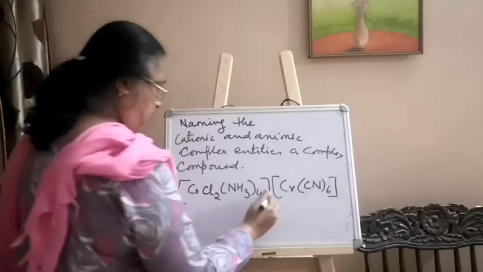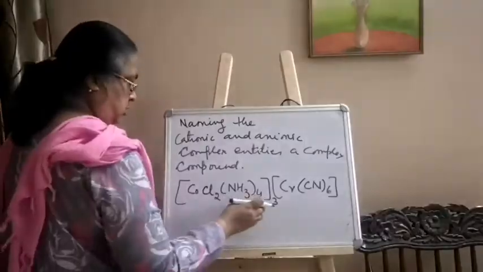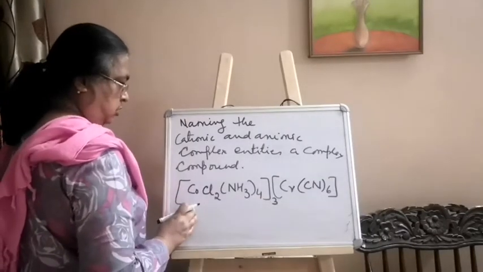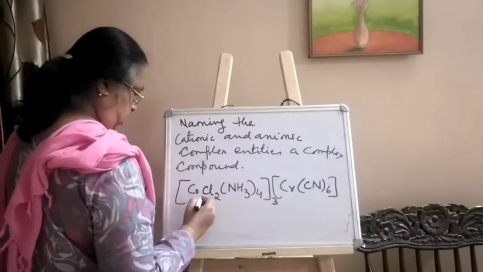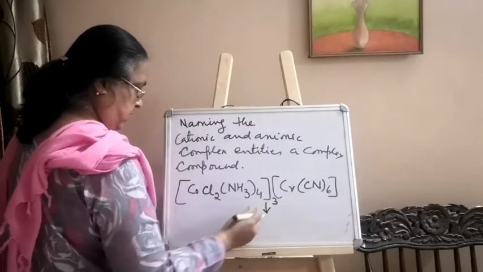So here and here it was thrice. So this is the first part. So this is the cationic part and this is the anionic part. How can you know that? You can write it very easily.